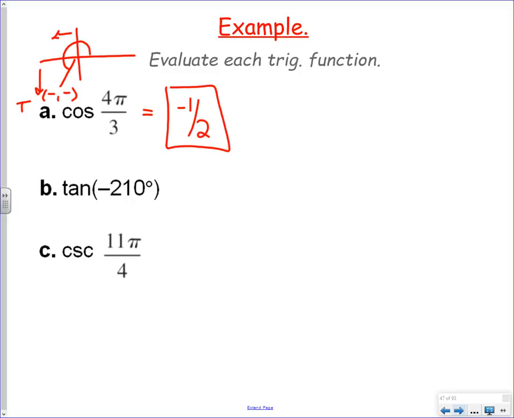Who already has tangent of negative 210? That was weird. Oh my gosh, that was scary. That was fun. Let's leave.